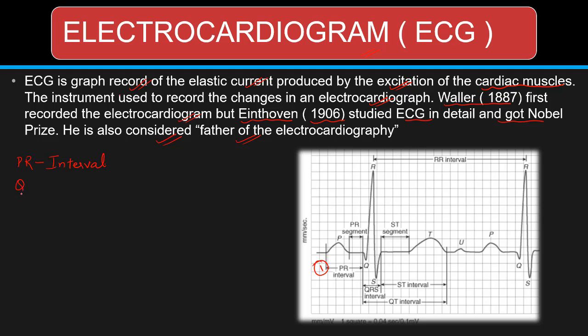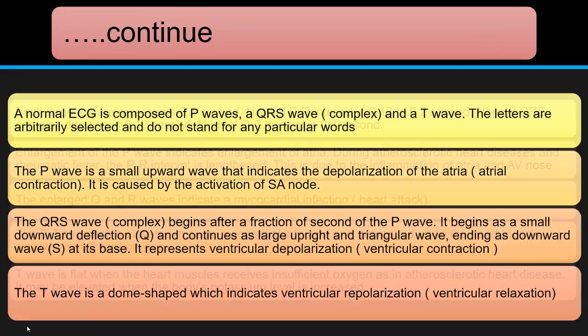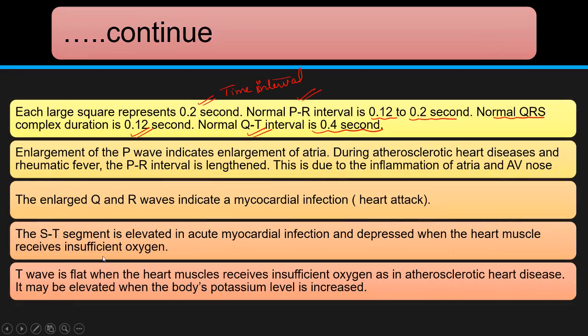Then is QT interval. Then is ST interval. Then RR interval. Okay. So these are different types of intervals. PR interval is 0.12 to 0.2 second.